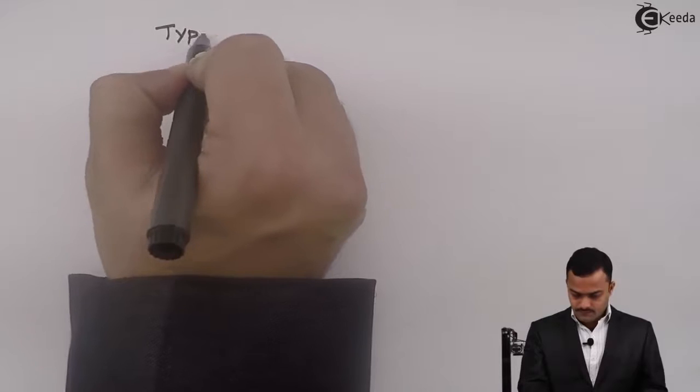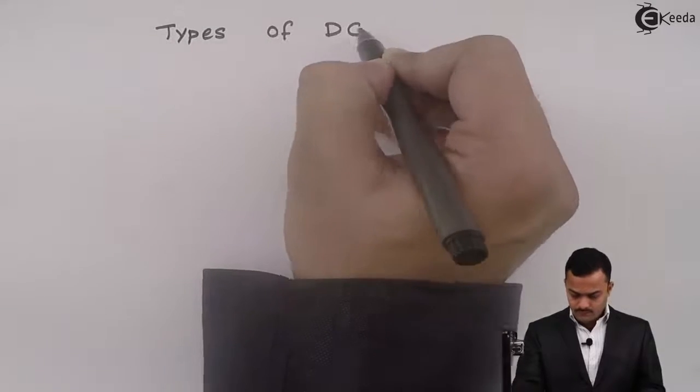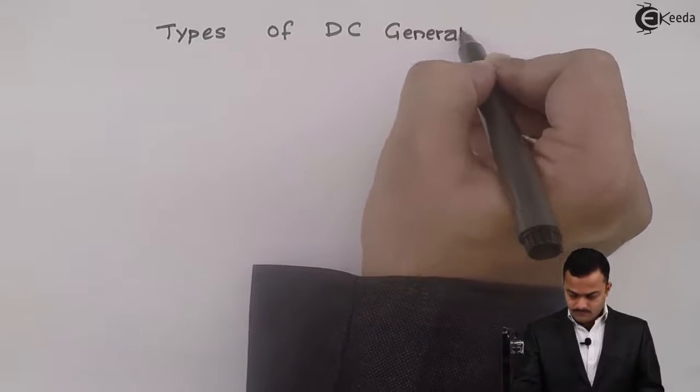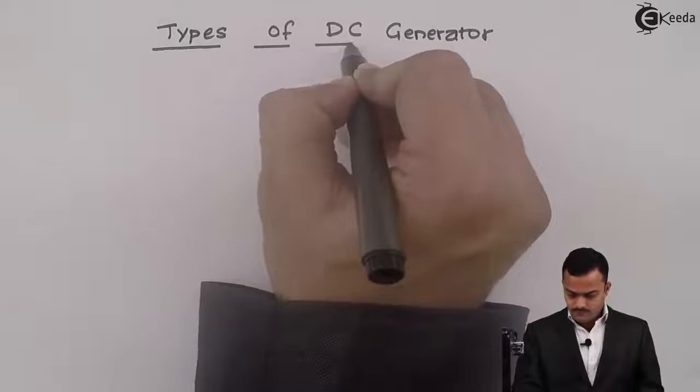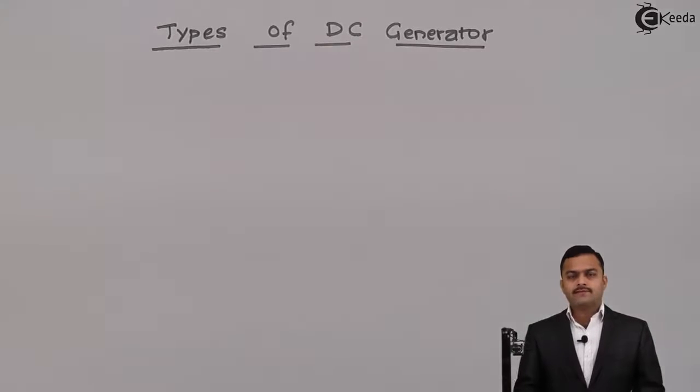Hi friends, in this video we are going to see types of DC generator. Types of DC generator depend on the connection of field winding in a generator and how it is excited.